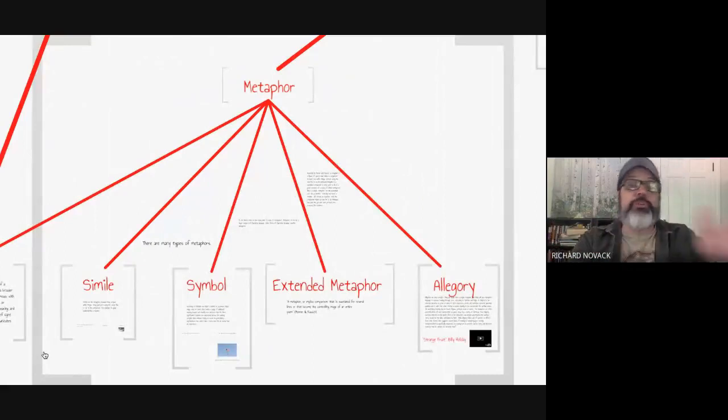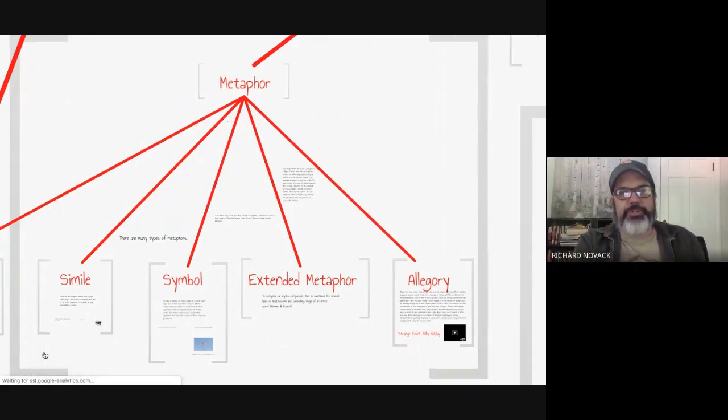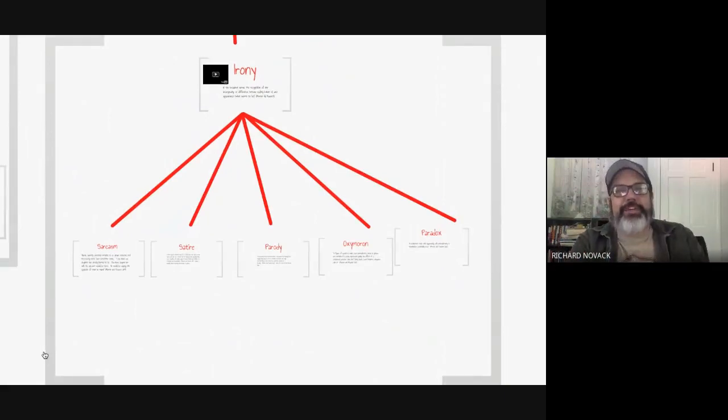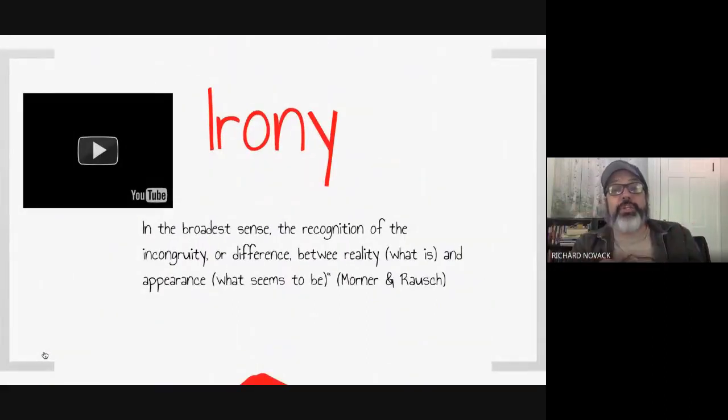So again, there are different types of metaphors. And again, this is how language is like a nesting doll. Within metaphors, there are these subtypes of metaphors. Another kind of literary device that has lots of smaller devices within it is irony, right? In the broadest sense, the recognition of incongruity is what irony is. It's a difference between reality, what is, and what appears to be. Irony is this phenomenon where the thing that's there is not at all what it is. It's almost the exact opposite of that, right?